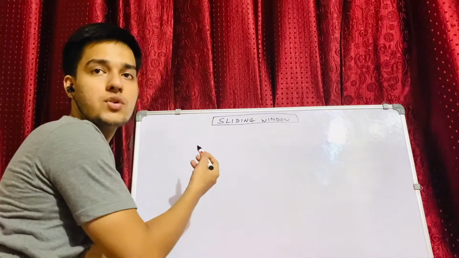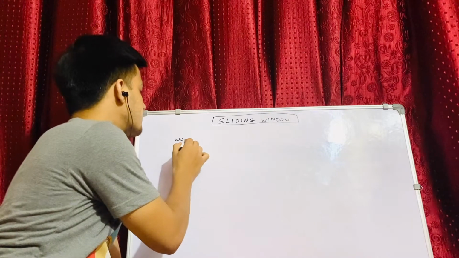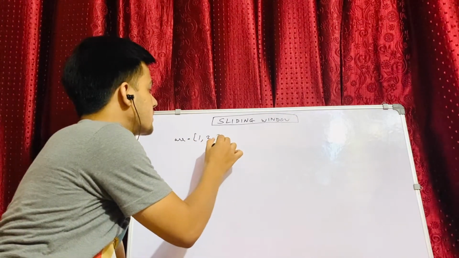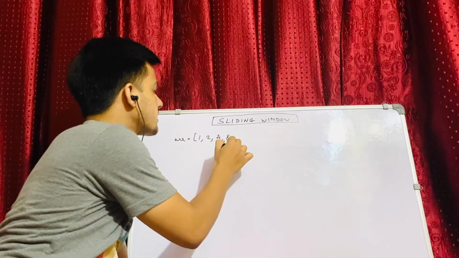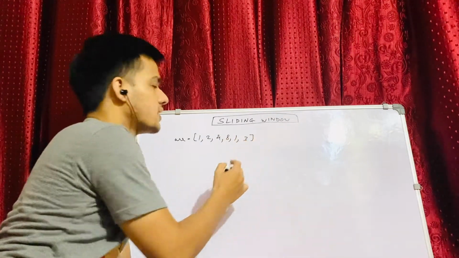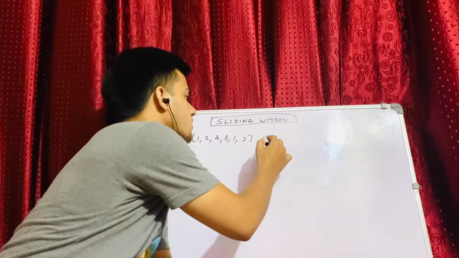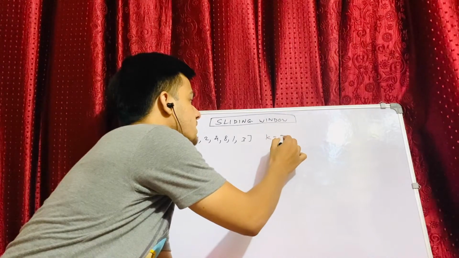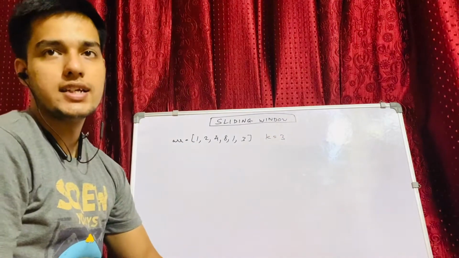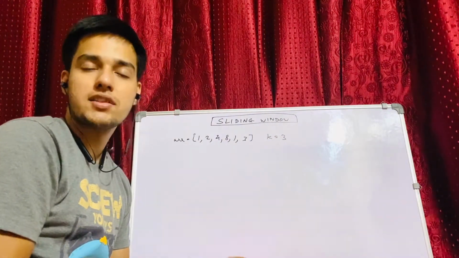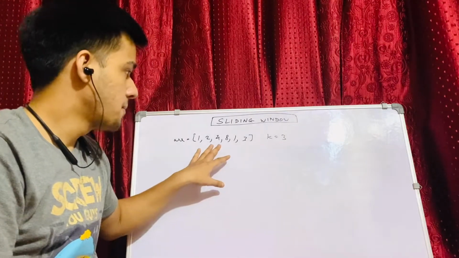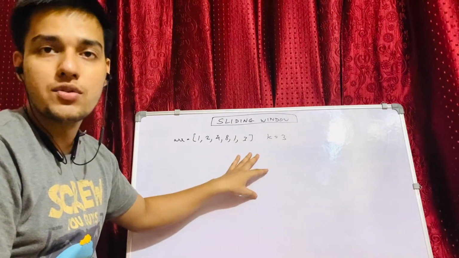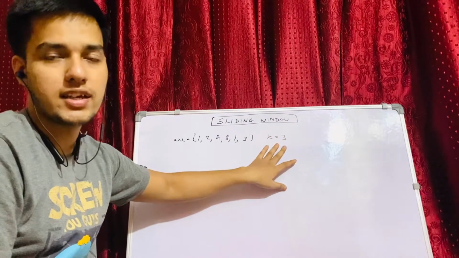Let's suppose you're given an array of integers, say 1, 2, 4, 8, 1, 3, and along with this you are also given a value k. Let's suppose k's value is 3. What you need to find is the maximum possible value that you could get by summing up all the values in a particular subarray of length k.